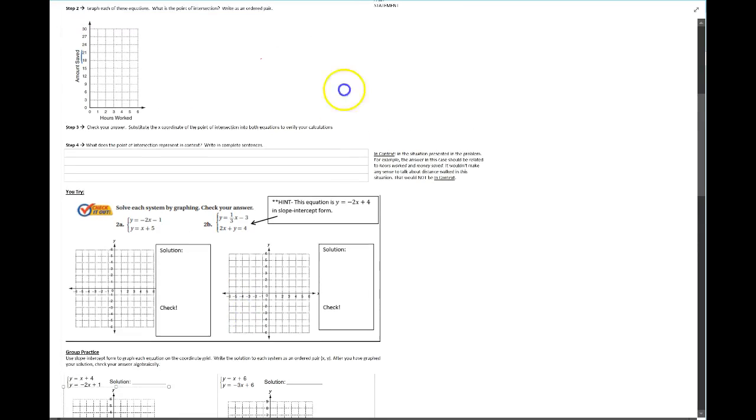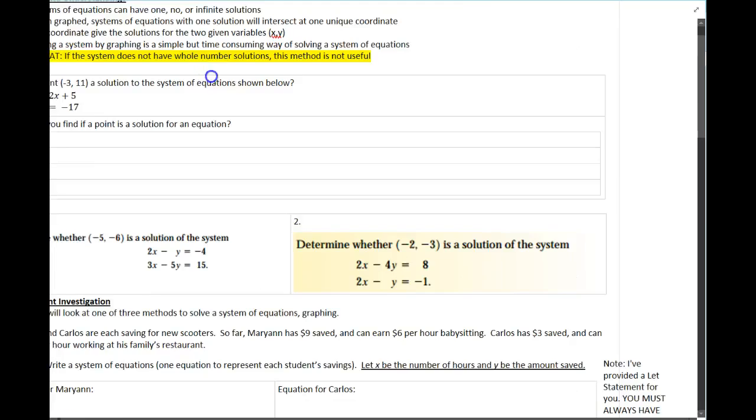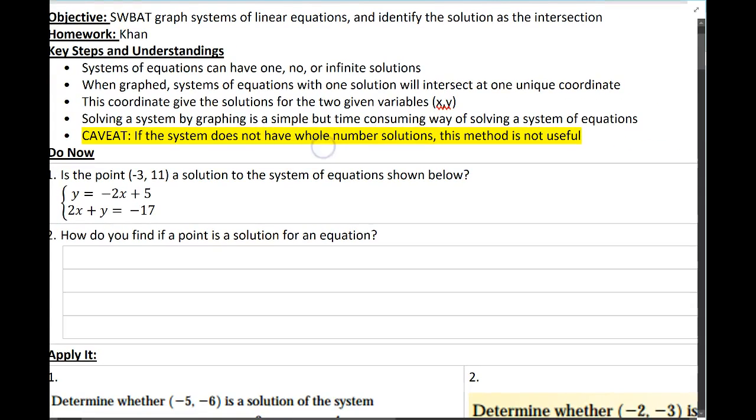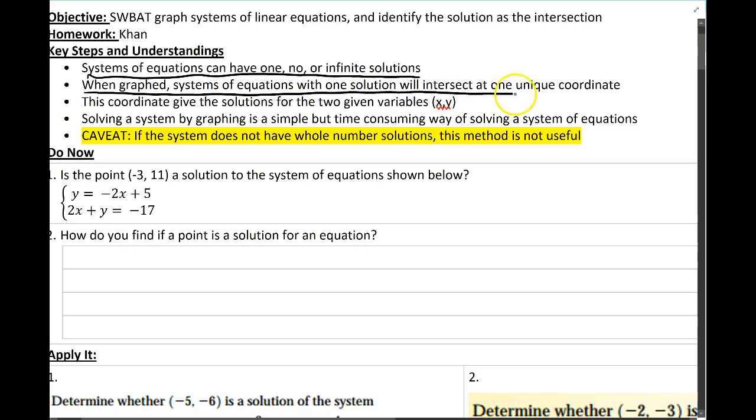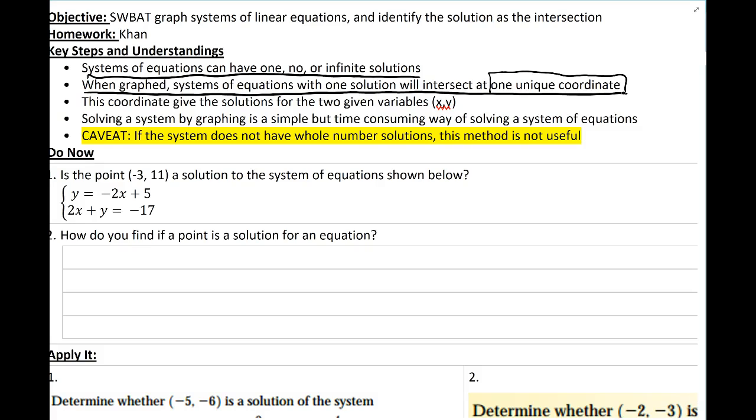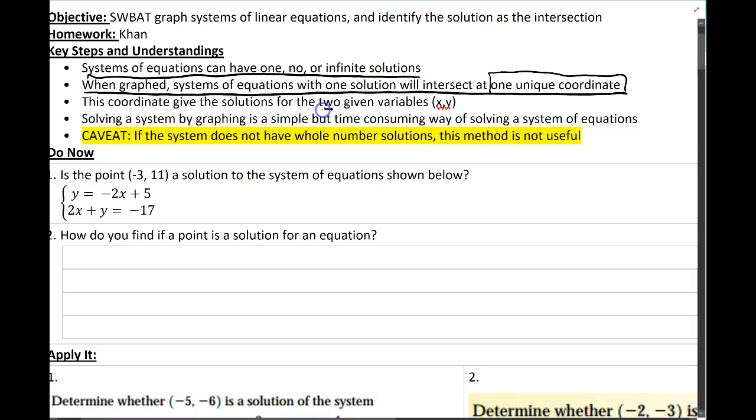Again, ensure these key points are covered with your students. Systems of equations can have one, no, or infinite solutions. When graphed, systems of equations with one solution will intersect at one unique coordinate. That means there's only one place those lines are going to meet. As you've seen, none of those lines are meeting anywhere else. This coordinate gives the solution based on the two given variables, x and y.